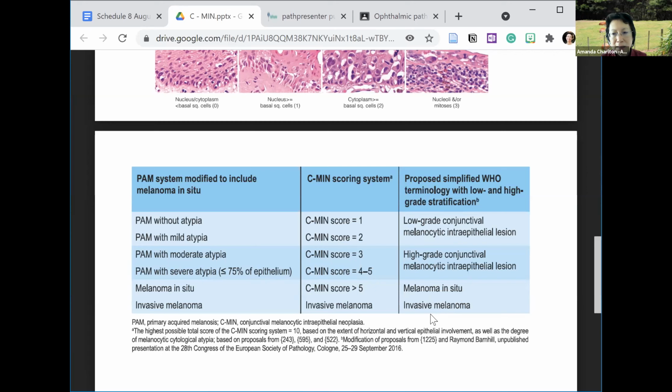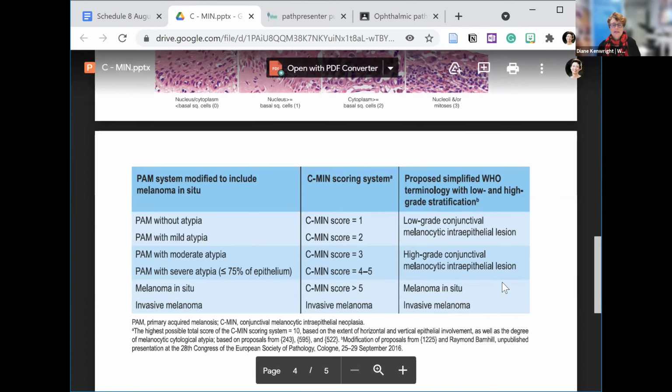Okay, so I'll just pause here. Any questions, Diane? Have you got a question, Diane? What do you use now, or do you use both? So I'm very translatey. I don't use PAM anymore. I give them a C-min score, and then I turn it into a low or high grade conjunctival melanocytic intra-epithelial lesion, because really the low grade versus the high grade is what drives treatment.